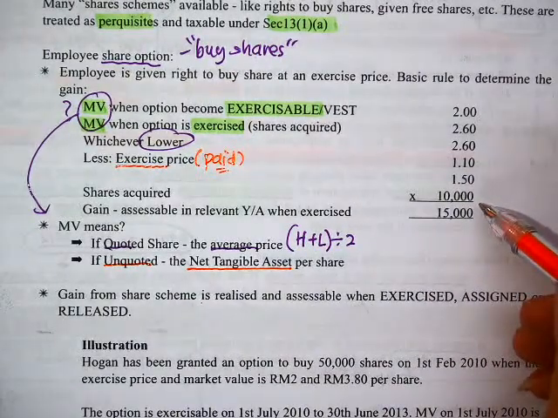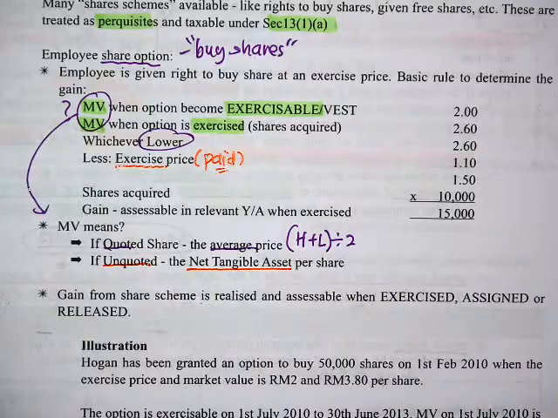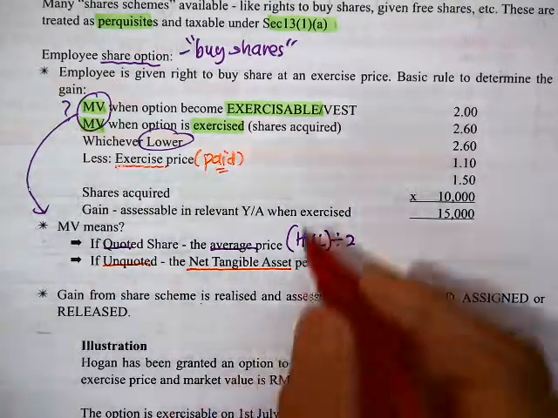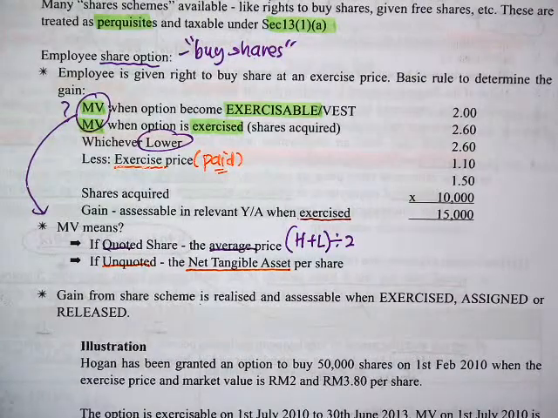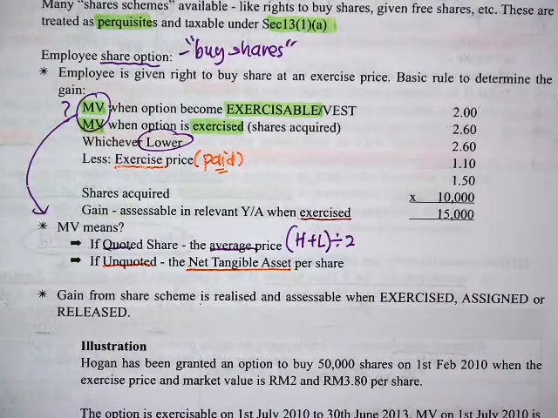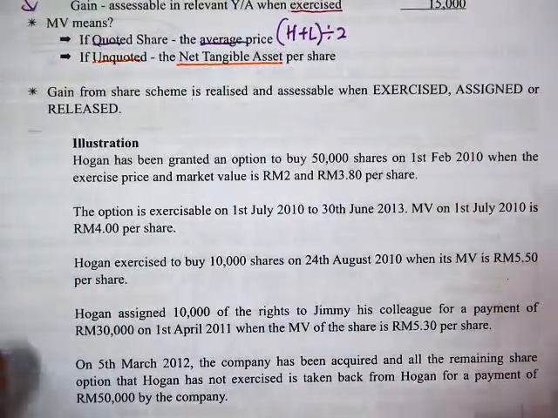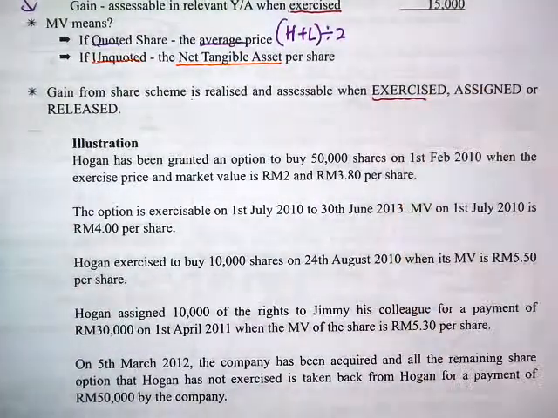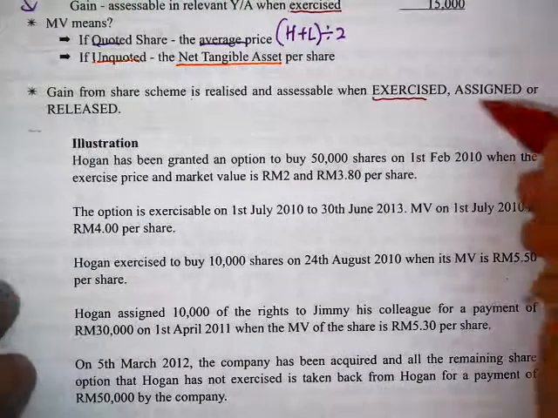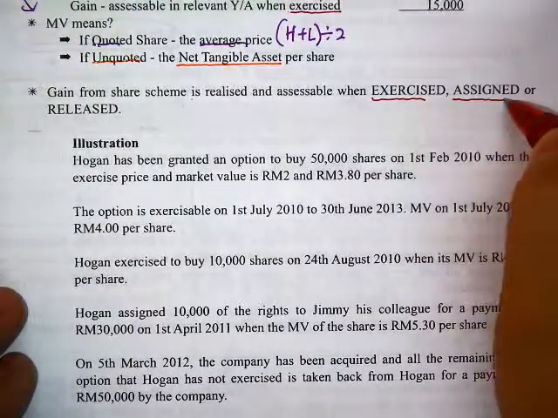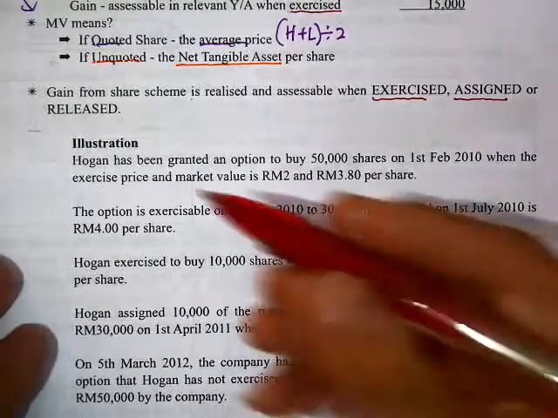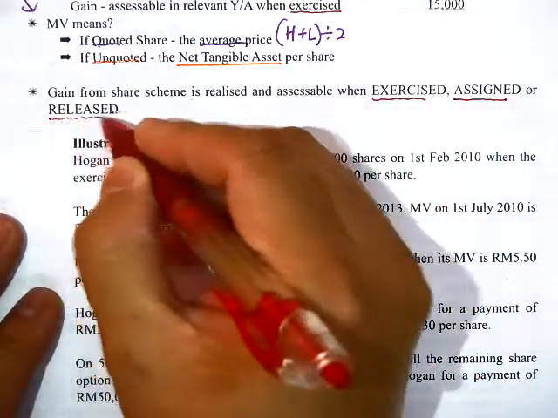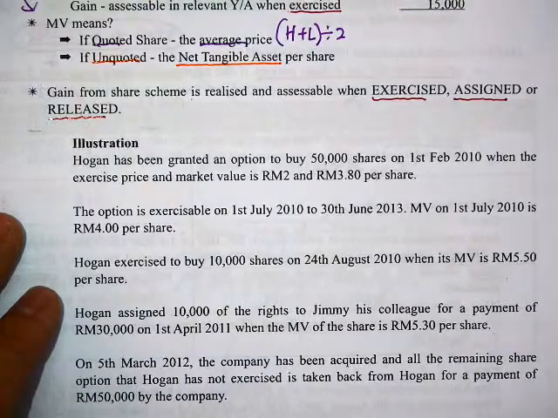Now we will assess you in the relevant period for the YA when the option is being exercised. So this is assessed when it's being exercised. Now you see the issue about gain from share scheme. You can actually exercise a scheme, you also may assign it, that means you can transfer it to another person, and a scheme can also be taken back, so they redeem it back from the worker. Can you see or not?